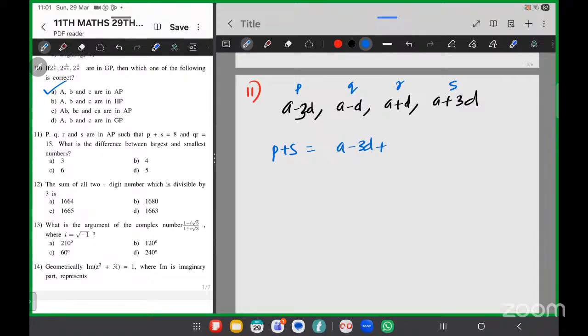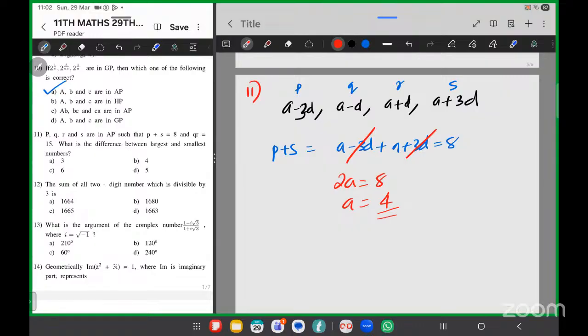If you assume PQRS as 4 terms in AP, then A minus 3D, A minus D, A plus D, A plus 3D you can consider. So P plus S when you add, you are getting A minus 3D and A plus 3D, equal to 8. So 3D, 3D get cancelled. You are getting 2A equal to 8, A equal to 8 by 2, 4.